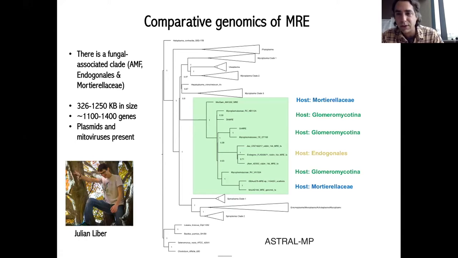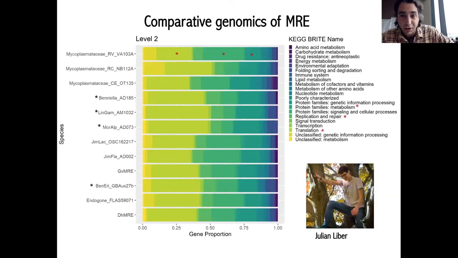We just got the unitig last week of the smallest genome yet of one of these MRE. It was 326 kilobases. There are between 1,100 and 1,400 genes in these bacteria. They can have plasmids, and one isolate has a mitovirus in it as well. What we know about the genes that are there is that a large part of the genomes is involved in translation, replication, repair, and protein metabolism.